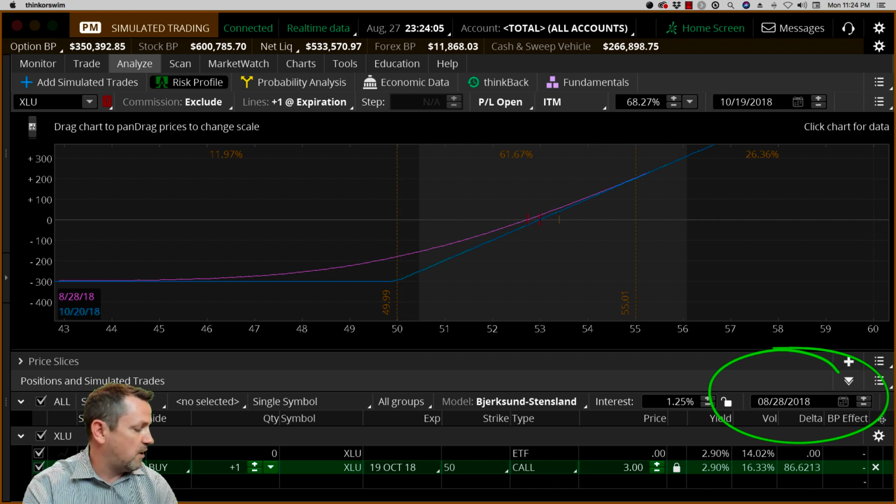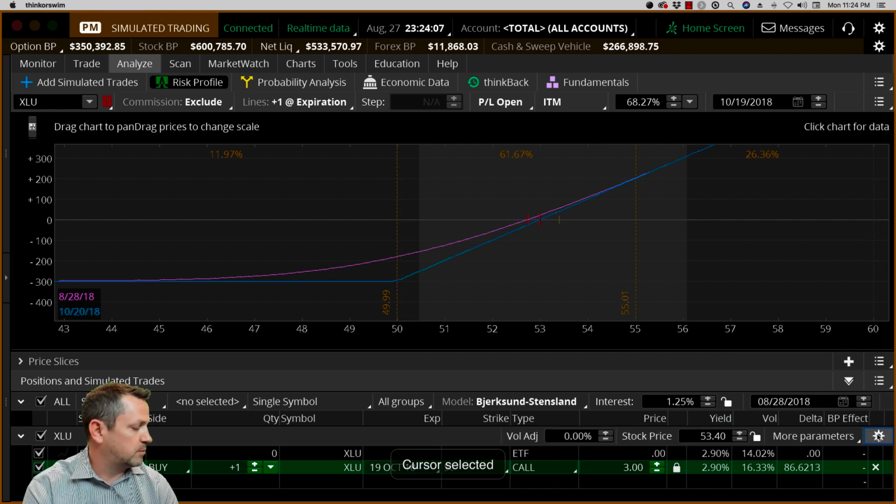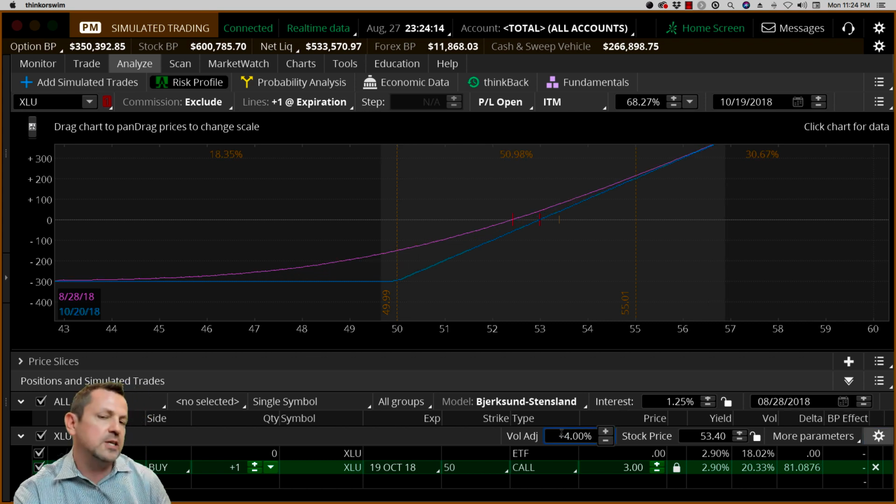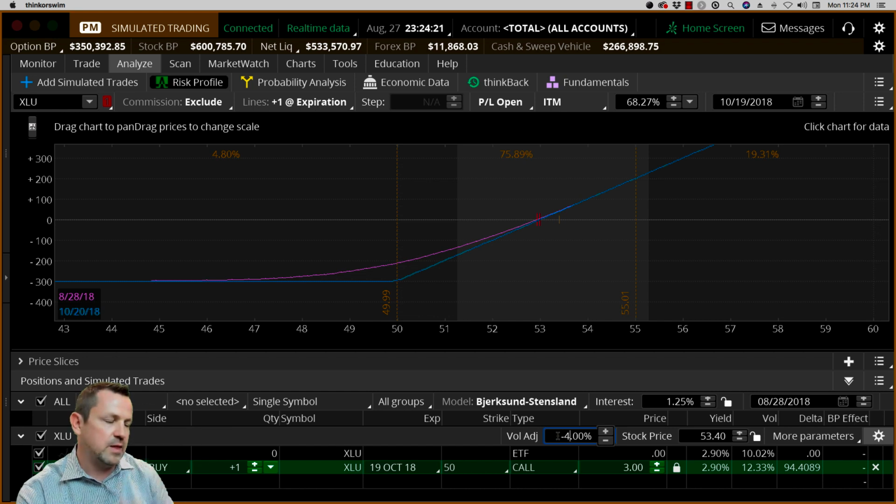I could say, what if volatility shifted? What if implied volatility rose? Let's say it went up 3, or let's go 4%. You can see the magenta line pops up. What if implied volatility went down 4%? You can see that in that drop. So you can account for all the variables in the risk graph, and it can do it for not just single options contracts or stock. It can do it for multiple contracts where you have spread trades, ratios, condors, anything you can buy or sell. A risk graph can plot it.